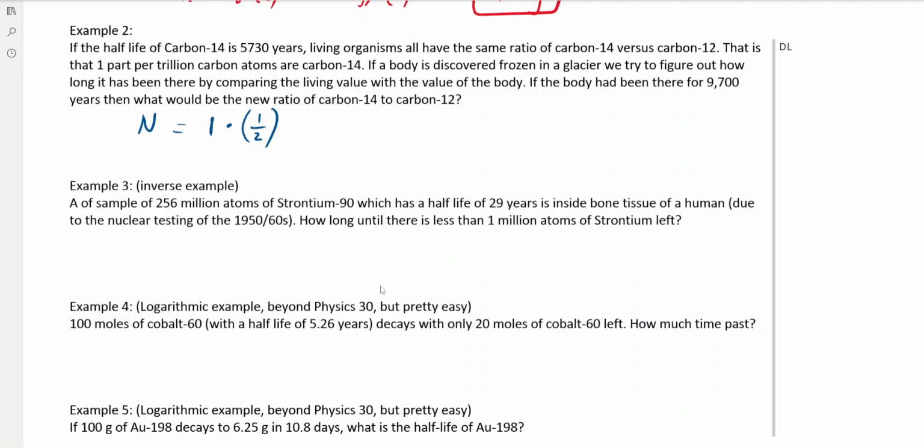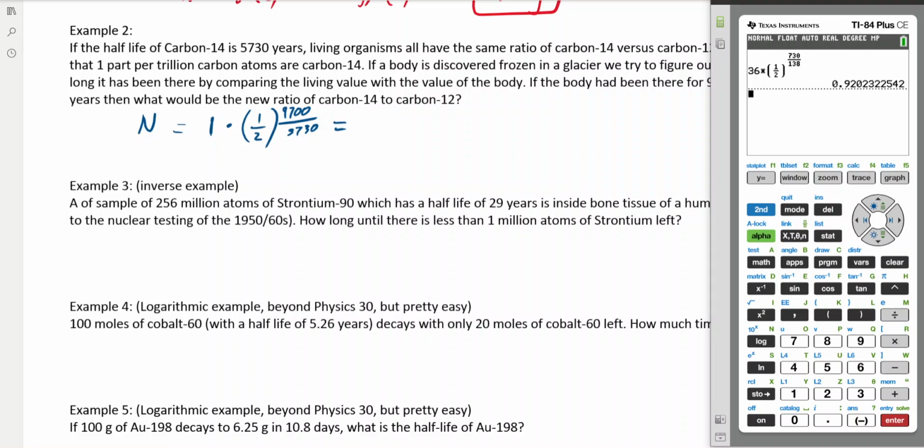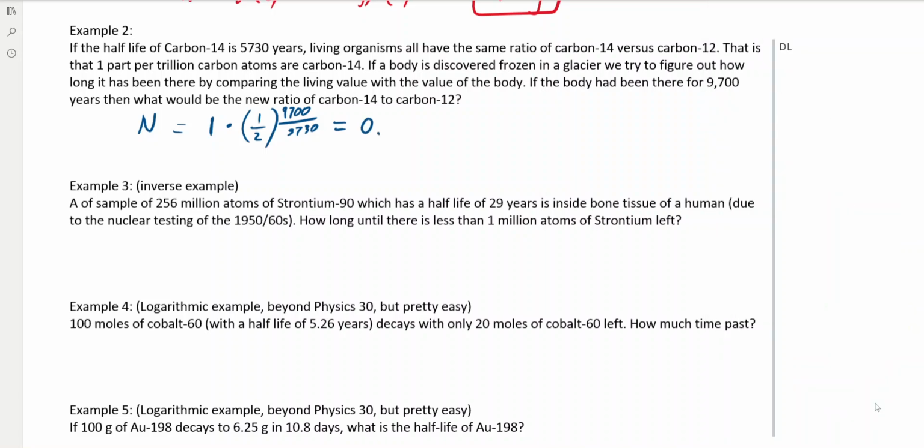1/2 to the exponent of 9700 over 5,730. So what we're doing here is figuring out the ratio or the percentage of how much is left. We get 0.309, so that means roughly 31% is left after that much time.